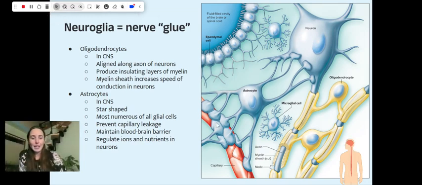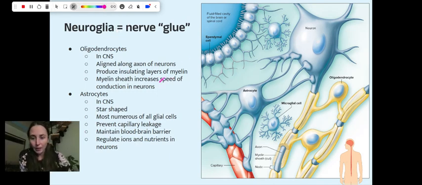We'll find these along the axon of neurons because they are producing the insulating layers of that myelin. And myelin's very important for keeping the speed of our impulses or conduction going in our neurons. So if you want to think about snapping your fingers, that can happen so fast. If we didn't have that protective myelin coating, it would not work out as well. So a big thing here is it's going to increase the speed in each of our nerve cells.